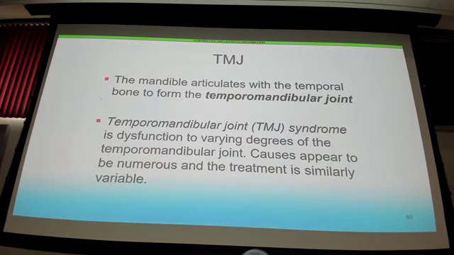Right. So the mandible articulates with the temporal bone to form the temporomandibular joint. We can have TMJ from so many different things.